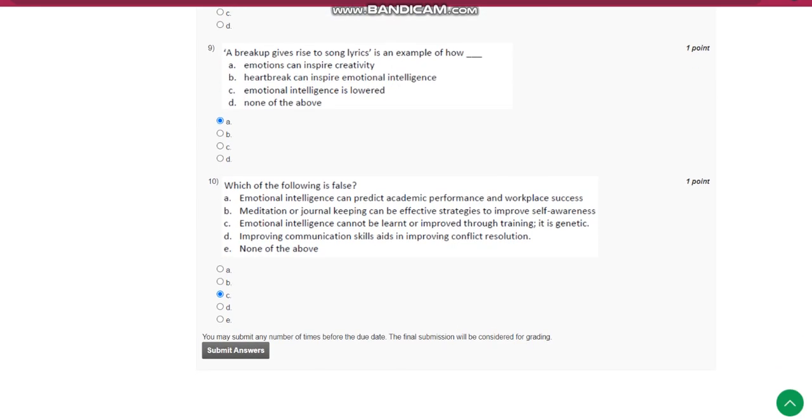Question number 10 is, which of the following is false? C statement, that is emotional intelligence cannot be learned or improved through training, it is genetic.